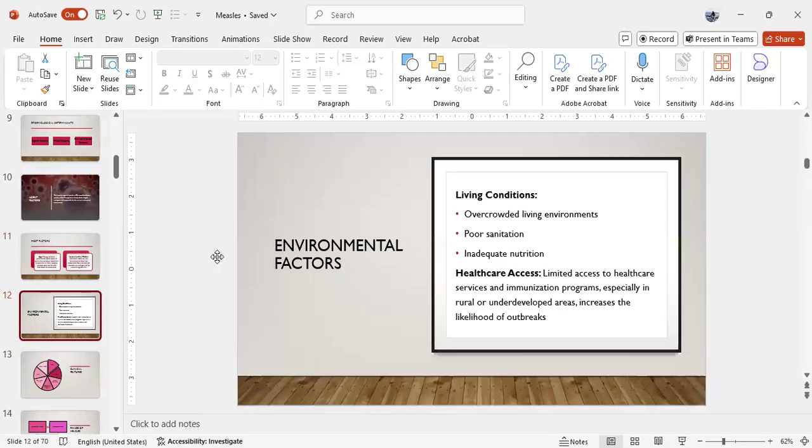Environmental factors. First of all, there is living conditions. Among these is overcrowded living environments, poor sanitation, and inadequate nutrition. And then healthcare access. Limited access to healthcare services and immunization programs, especially in rural or underdeveloped areas, increases the likelihood of the outbreak.